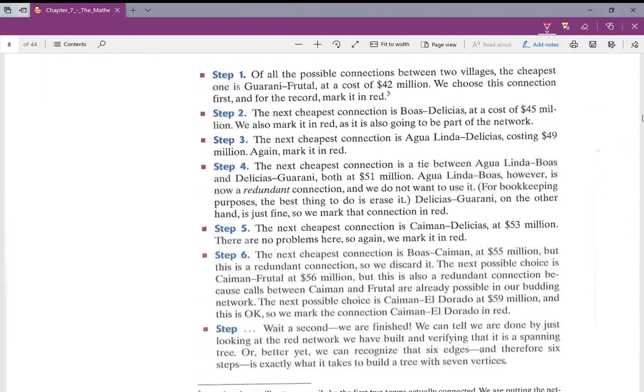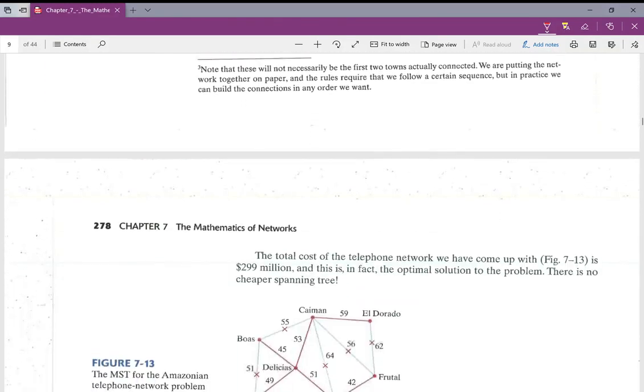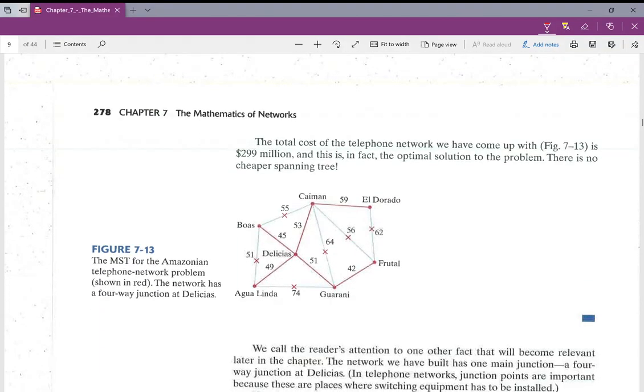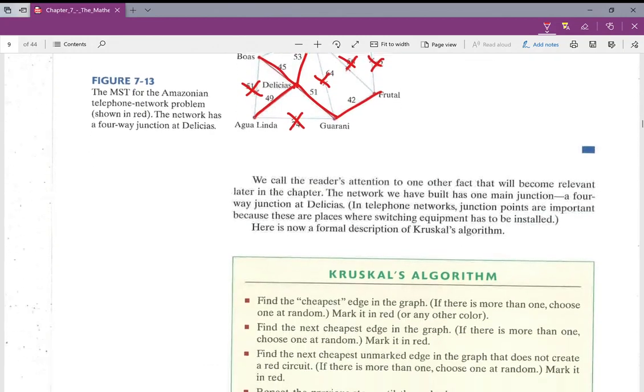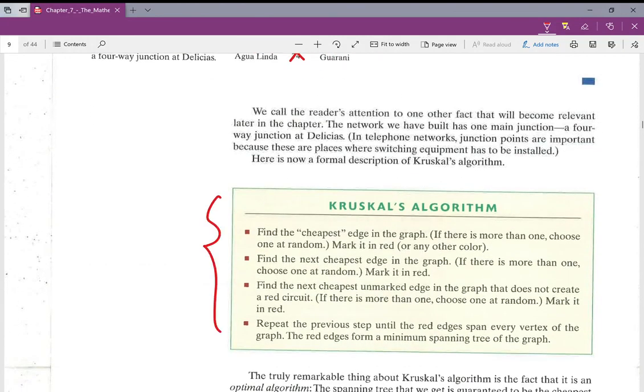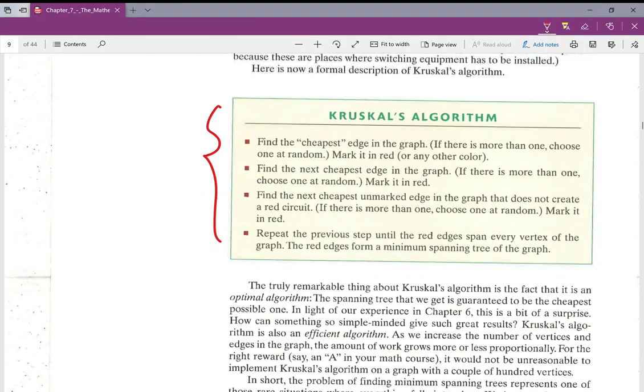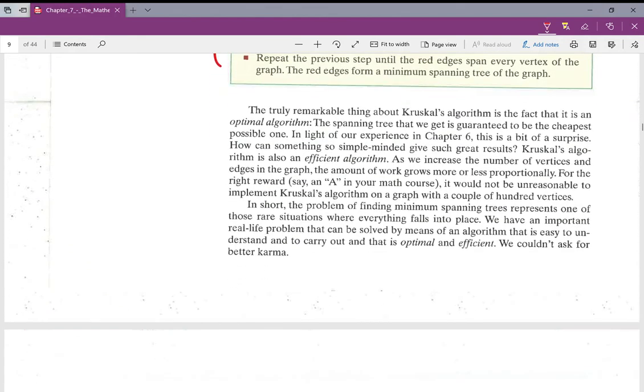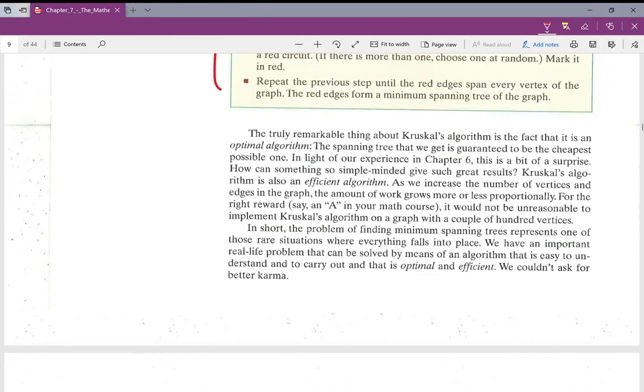And they describe the steps in here. And you see that they've drawn the same graph that we did. And they've crossed out these edges with X's, just as we did. Here is their description on how to use Kruskal's algorithm. And that's where we'll stop with this video.